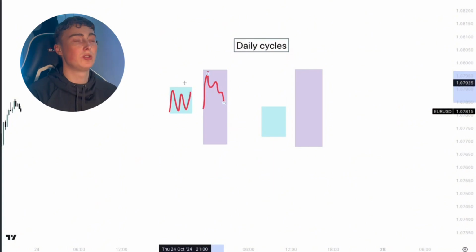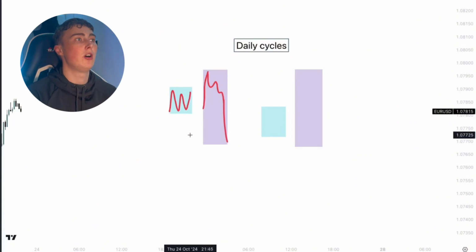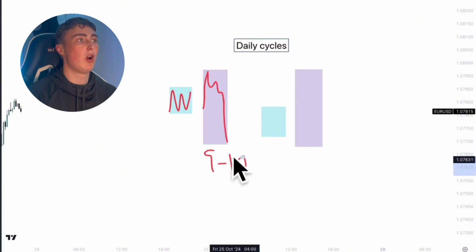So you have the consolidation in Asia, which builds a liquidity. Then the liquidity sweep we want to see in London, followed by the entry, and then we expect London to run to some other kind of liquidity, whether that's the other side of the Asia range or we reach further for a lower level of liquidity. And an important thing to remember is this London kill zone should be expected to run until the last hour, which is going to be 9 to 10 a.m. UK time, right? So it should run until between 9 and 10 a.m.